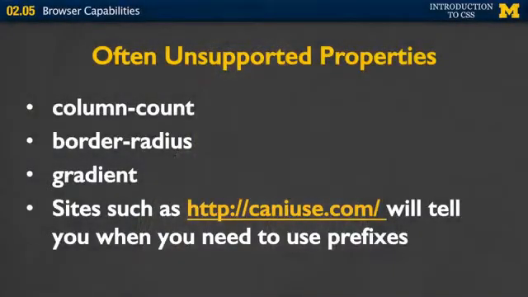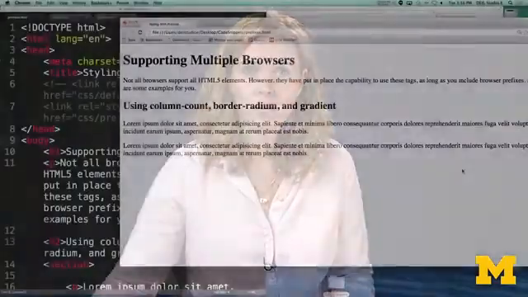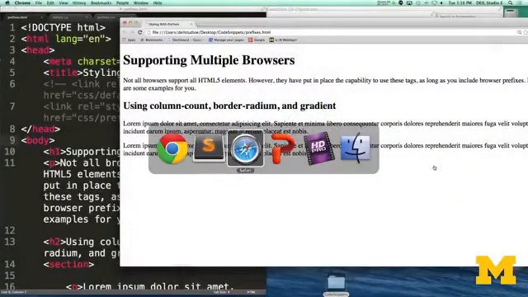Now, there's no way for you to really know which properties are supported and which ones aren't. So I have this link here to a site called caniuse.com. And what caniuse.com does is it lists the different properties and it tells you which browsers support them and which ones need the prefixes. So it's a good idea to check that site out as you start developing your page. But for now, let's go ahead and look at an example. So in this example, I have a file called prefixes.html. And I just want to show you quickly what it looks like on both Chrome, over here, and also on Safari.